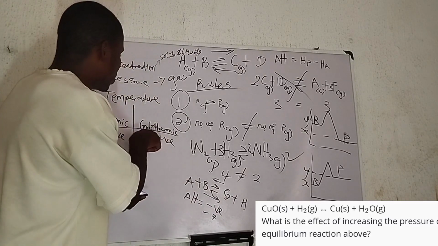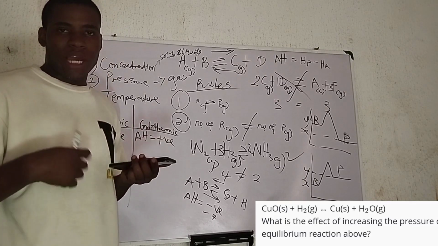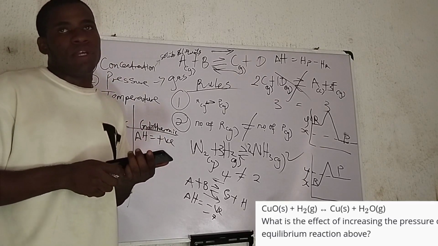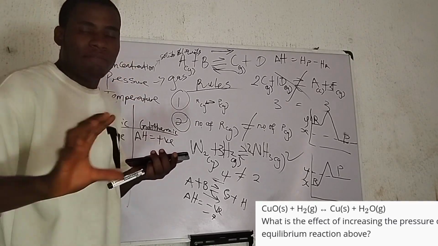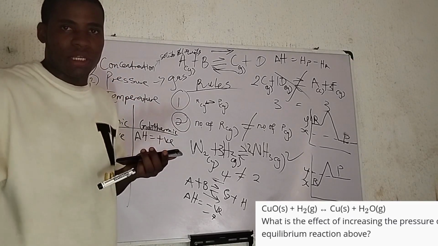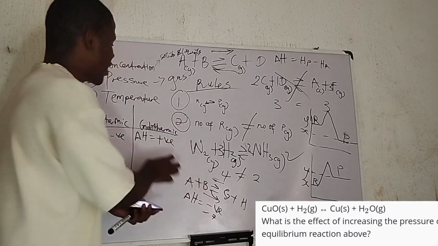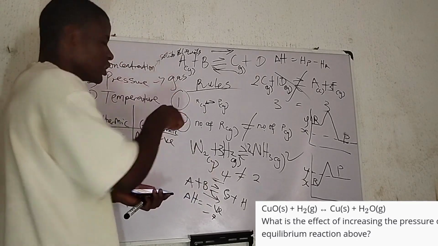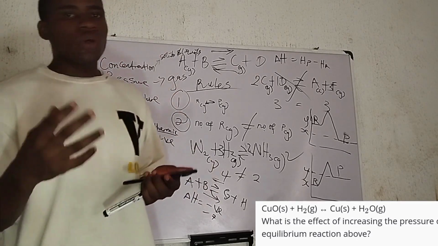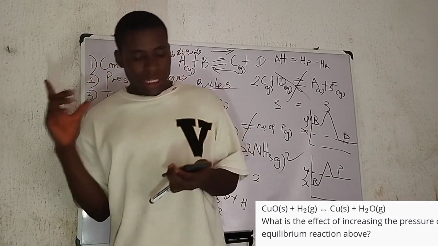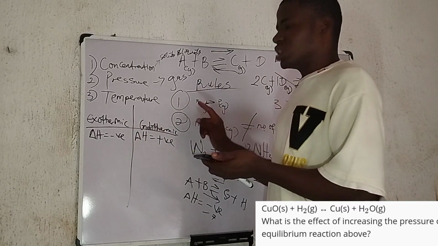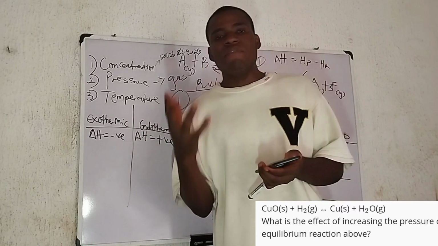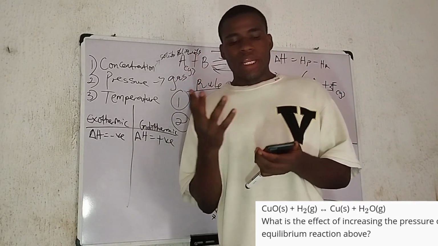Now, what happens in an endothermic reaction? An endothermic reaction is one that needs heat, right? So if you increase its temperature, yes, it will favor the forward reaction, shift the equilibrium position to the right, and favor the formation of the products. The vice versa happens when you decrease the temperature. So with this, I'll end this section on endothermic and exothermic reactions. If you have any question, you can ask.